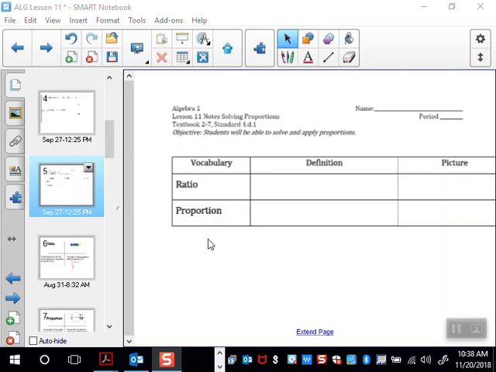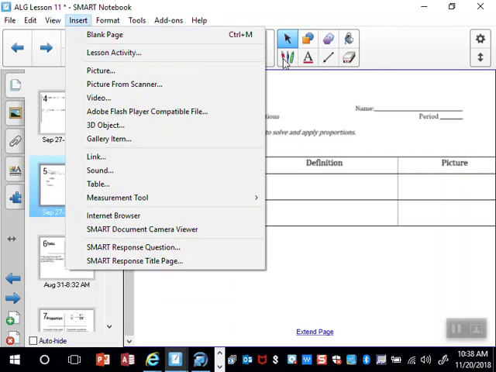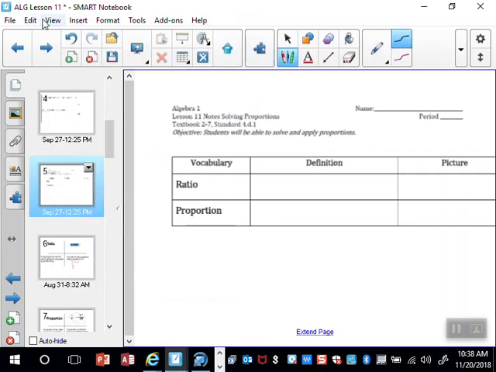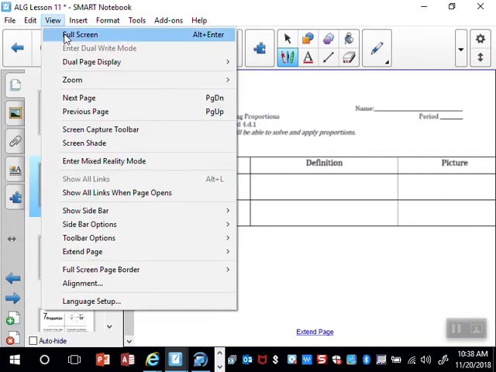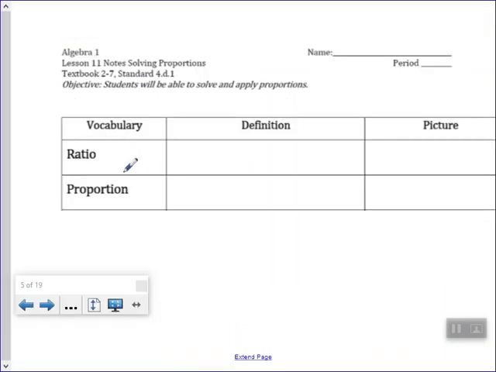In this video, we will go over how to solve and apply proportions. So here you have two definitions, two vocabulary words, ratio and proportion. Today's lesson objective is students will be able to solve and apply proportions.